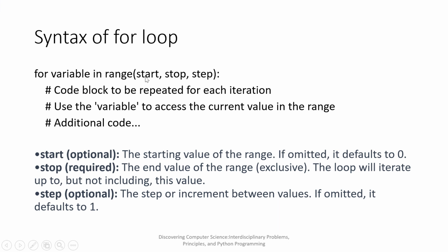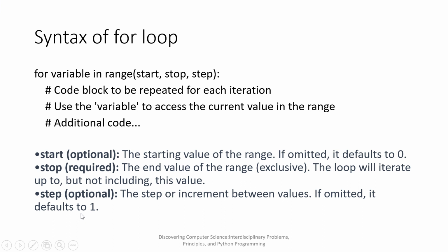So here it's important to note that our counter will start from this value, and start value is optional. If this start value is omitted, then our counter will start from 0, but otherwise we can specify any start value. Second parameter is stop, which is a required parameter, and this is the end value of the range. And it's important to note that this value is exclusive. It means that loop will iterate up to this point but not including this value. So this stop value is not included. Let's suppose if stop value is 5, it can go up to 4, that 5 will be excluded.